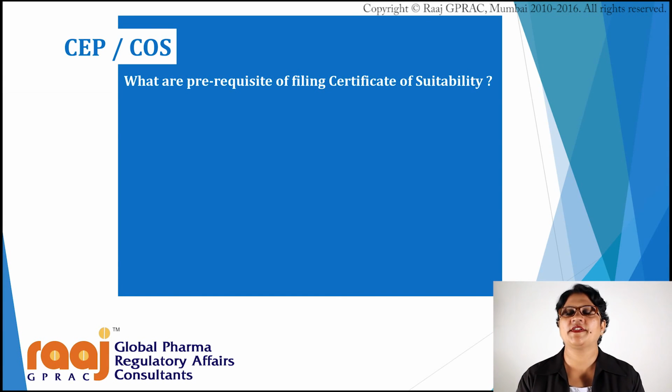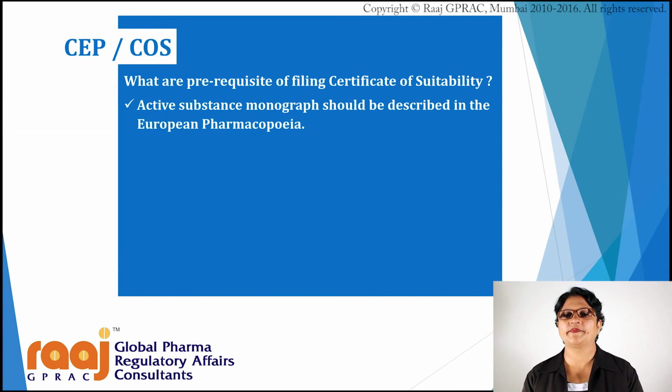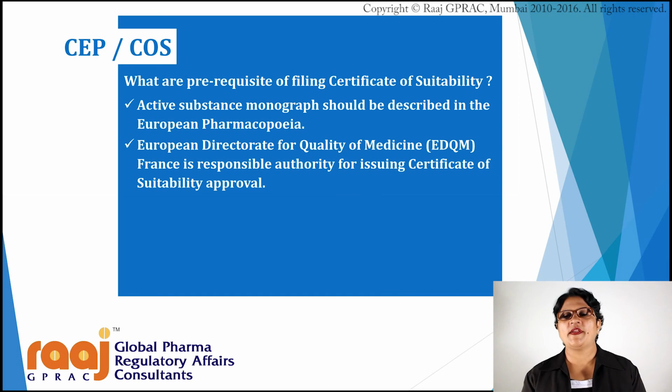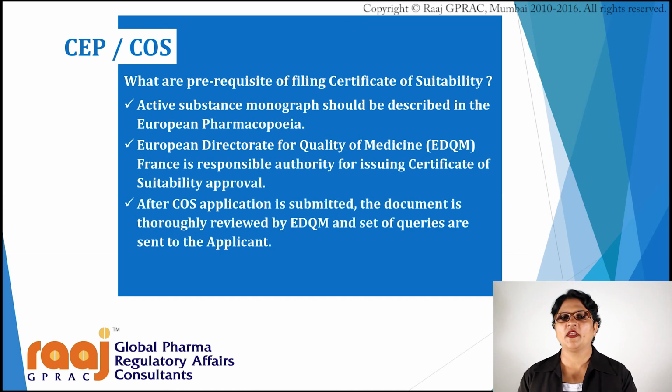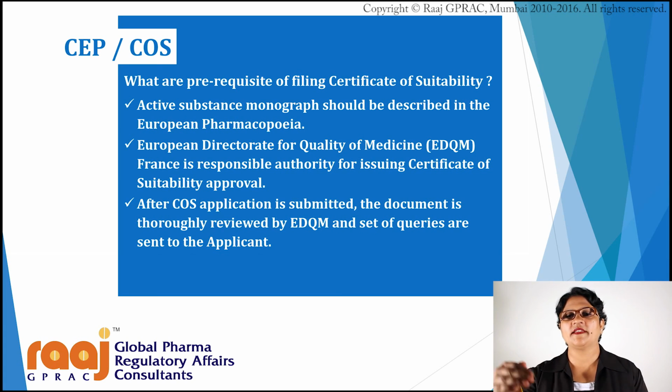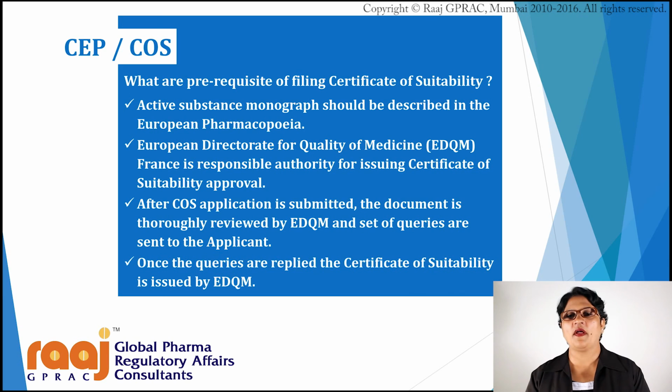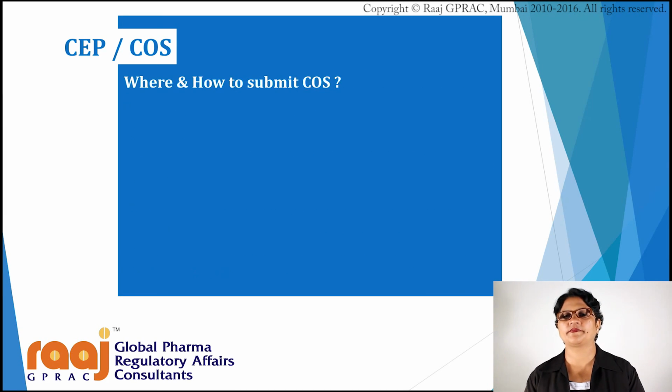So what are the prerequisites of filing a certificate of suitability? First, the active substance monograph should be described in the European Pharmacopoeia. Second, the European Directorate for the Quality of Medicines, that is EDQM, France, is the responsible authority for issuing the certificate of suitability approval. After the COS application is submitted, the document is thoroughly reviewed by EDQM and a set of queries is sent to the applicant. Once the queries are replied to, the certificate of suitability is issued by the EDQM.